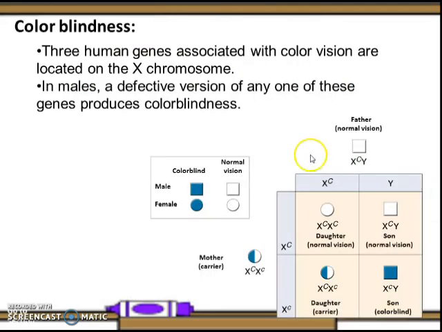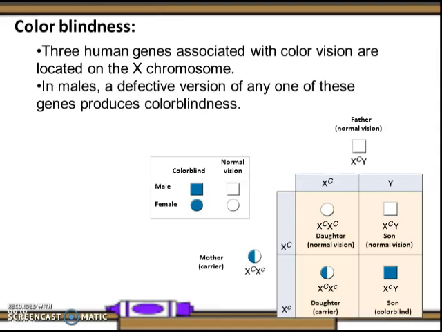Color blindness: 3 human genes associated with color vision are located on the X chromosome. In males, a defective version of any of these genes produces color blindness. Boys only have 1 X chromosome, so if that chromosome carries the gene for color blindness, they will be colorblind. As girls have 2 X chromosomes, a girl can have 1 X chromosome with the colorblind gene and 1 X chromosome with the normal gene for color vision.